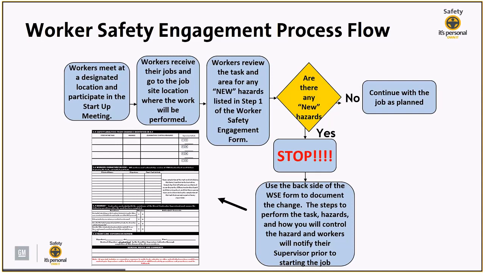So when we say document the change, everything should be filled out in this section, which means we're looking for the steps to perform the task, the hazards, and how they will control the hazards. Next, they must notify their supervisor, and their supervisor needs to sign off on how they mitigated the additional hazard that they found. Once the supervisor has signed off, then they can start working.